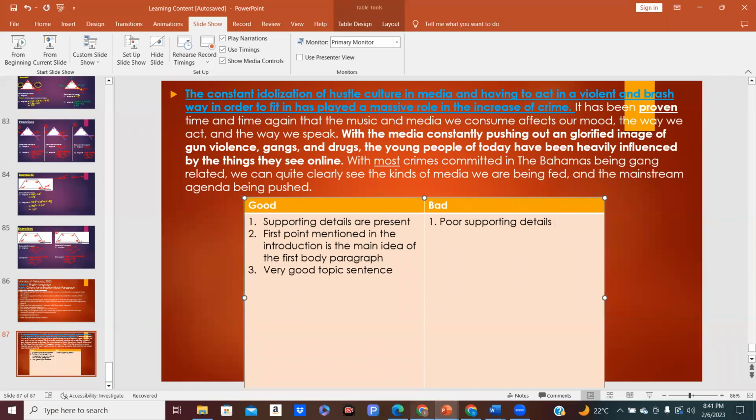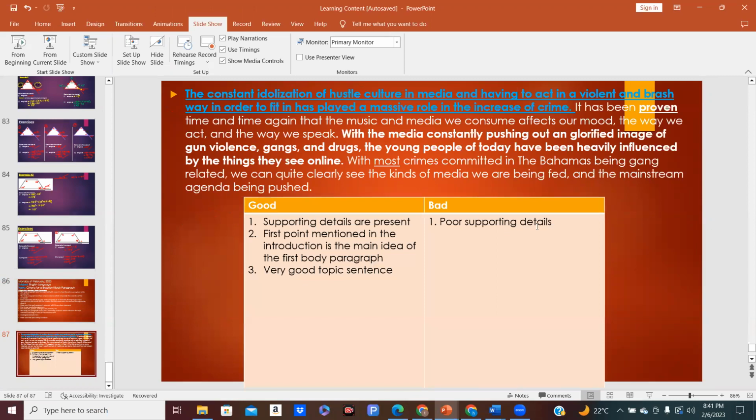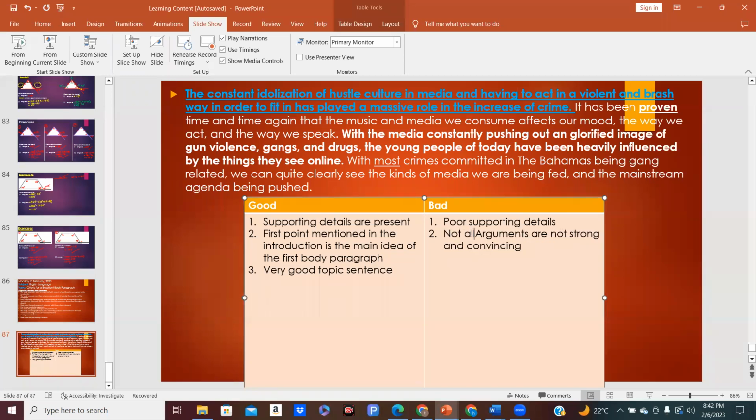What else do we have? Grammatical errors. Wait. Are the arguments strong and convincing? Okay, arguments are not strong and convincing. Not all. Let me just put it out. So you need to explain it better.